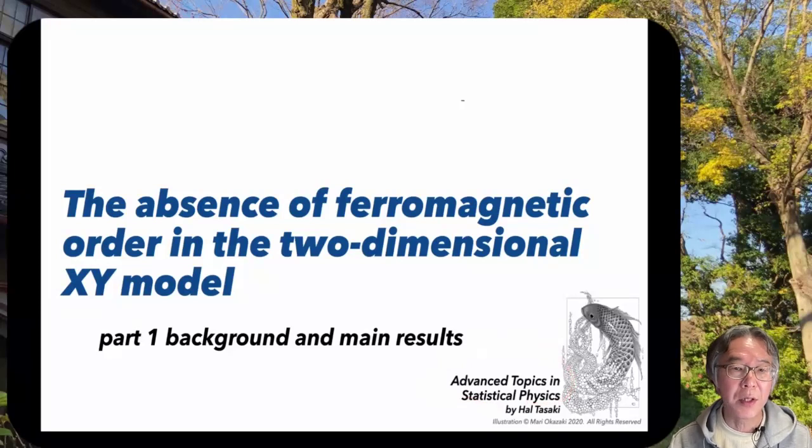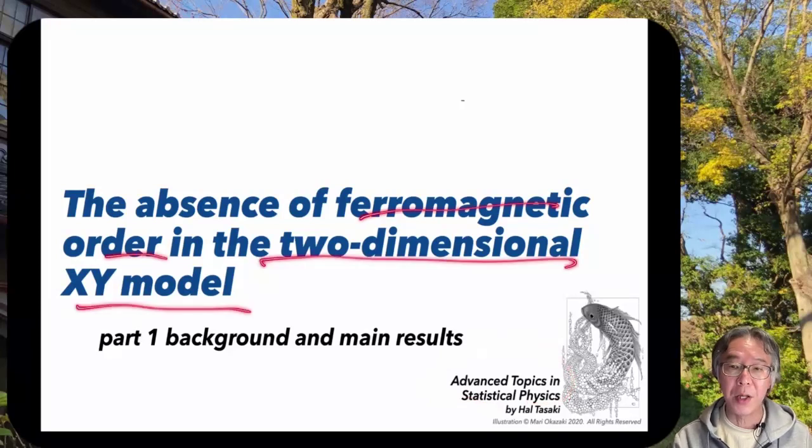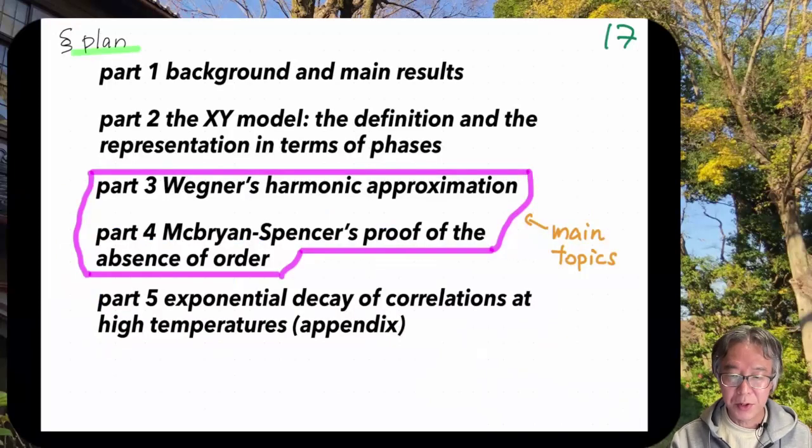This is Haotosaki. In this mini course, I'd like to discuss the absence of ferromagnetic order in the classical two-dimensional XY model. Okay, so this is the final slide of this lecture, but the main topics of this mini course are something called Wegner's harmonic approximation for the XY model, and also a beautiful theorem by McBryan and Spencer about the absence of ferromagnetic order. Anyway, let me start.